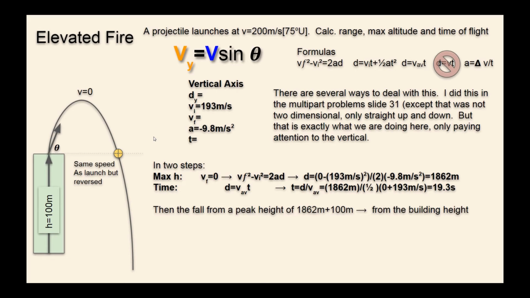So when we fall from the peak height, we're not falling from 1,862 meters. Remember, he's on a 100-meter tall building, so we have to add that 100 meters from the building height. We have a new problem now. The second phase starts at the peak height of v equals 0. That was vf in the first half. Now it's vi, and he's not falling 1,962 meters. You got to say minus 1,962 because he's going down.